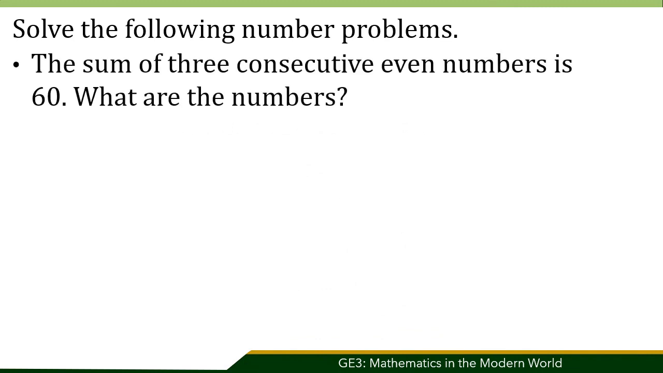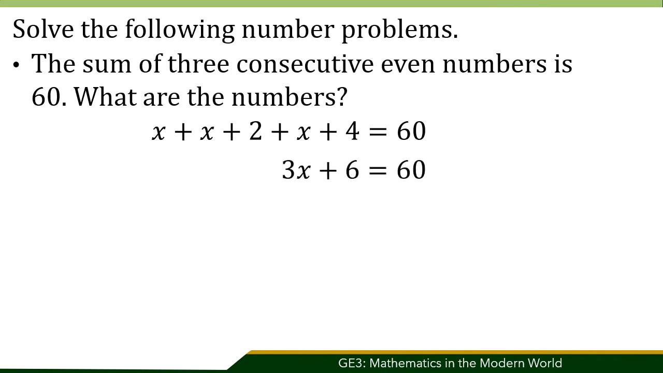Next, the sum of 3 consecutive even numbers is 60. What are the numbers? So our equation will be like this: x plus x plus 2 plus x plus 4 equals 60. Combine the like terms. So now we're going to have 3x plus 6 equals 60. Transpose 6. It will be minus 6 on the right side of the equation.